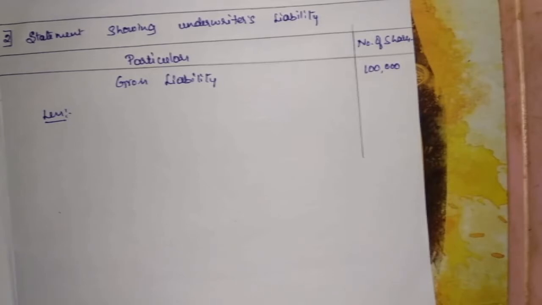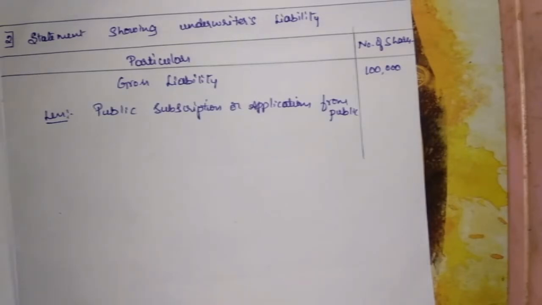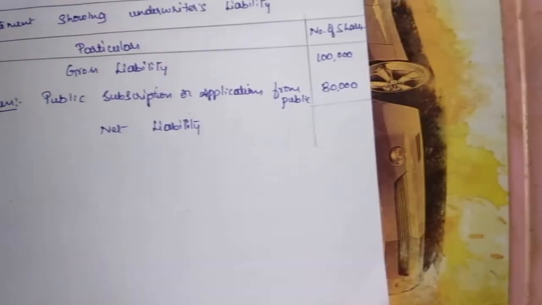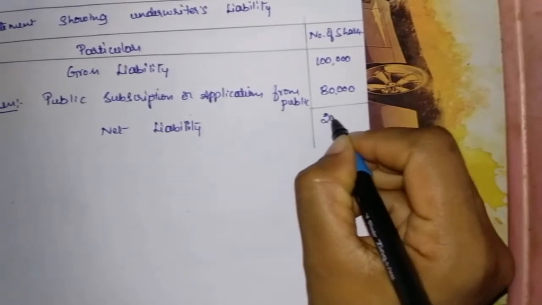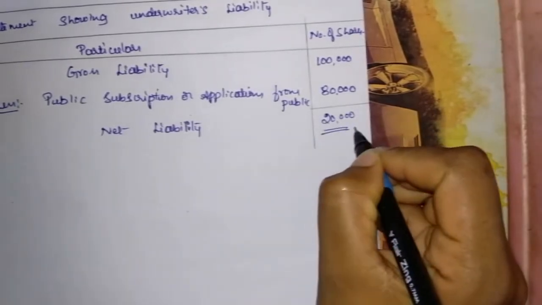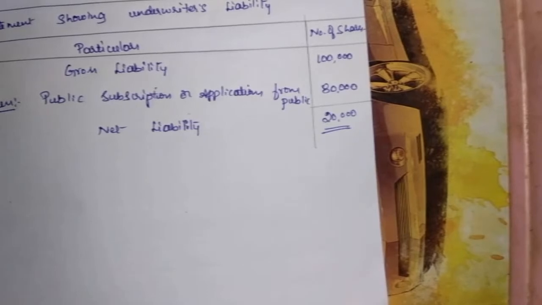As this case is the first case and there are no other underwriters, if there is only one underwriter, there will be no marked and unmarked application. So the entire application will come through the underwriter, or the remaining will come from the company. So the unmarked applications question will not come under this case when there is a single underwriter. So we are going to deduct directly the public subscription from gross liability, or applications from public, it is 80,000. Therefore net liability will be for taking 20,000 shares.